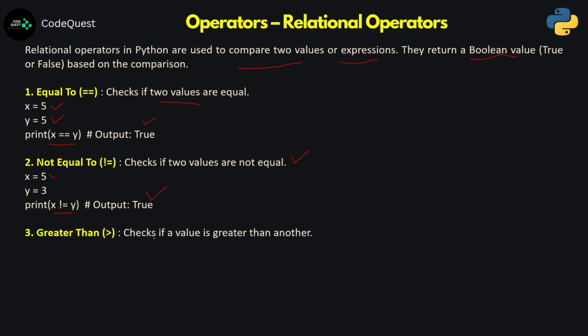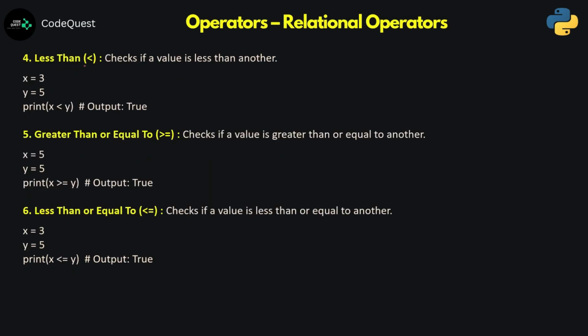Now greater than will check whether the first value is larger than the second value. Say here x equal to 5, y equal to 3. So x greater than y, 5 greater than 3, produces a true value. Similarly, less than is going to check whether the first value is less than the second value. That is x less than y, where x is 3 and y is 5. So 3 less than 5 produces true.